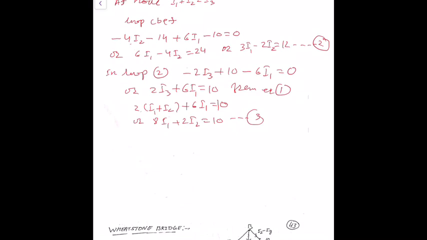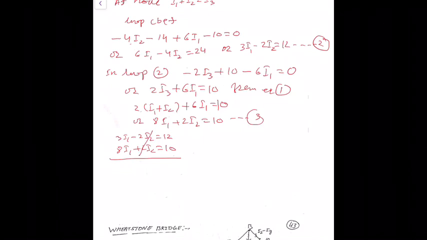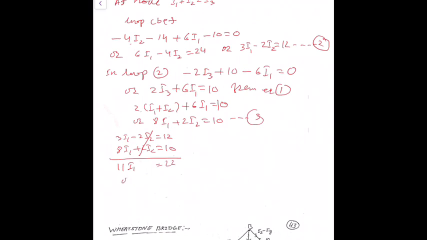Adding equation 2 and third, 3I1 minus 2I2 is equal to 12, and 8I1 plus 2I2 is equal to 10. Cancel. 11I1 is equal to 22, or I1 is equal to 2 ampere.